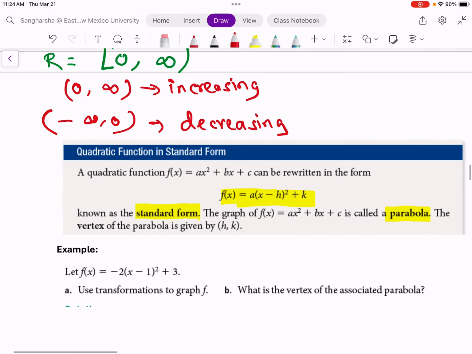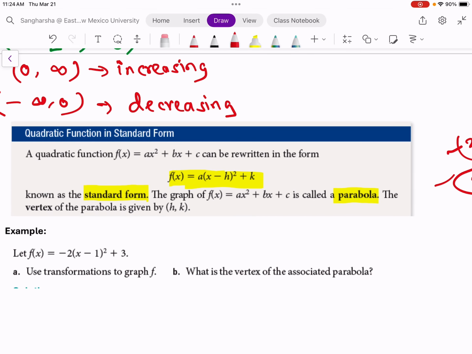Now, once we have our quadratic function in this standard form, h is the x coordinate of the vertex and k is the y coordinate. The vertex is just a point, and a point has an x coordinate and a y coordinate. So once we are able to write our quadratic function in the standard form, h is the x coordinate of the vertex and k is the y coordinate. And (h, k) combined is a point, which is called the vertex.